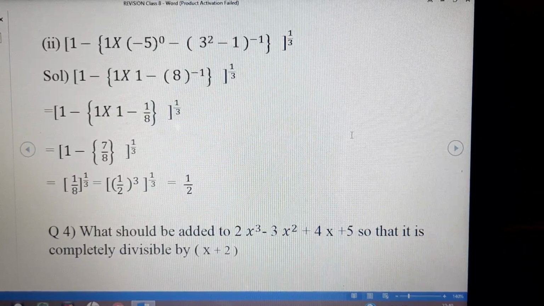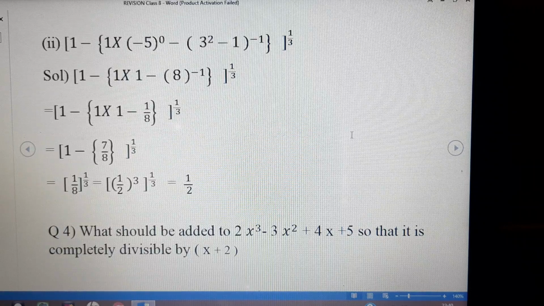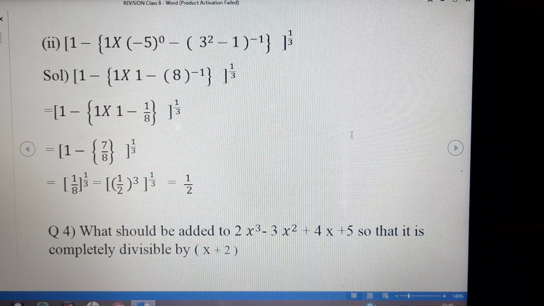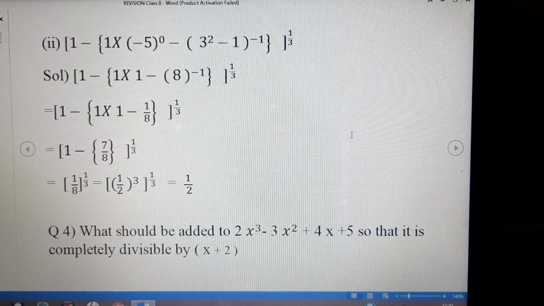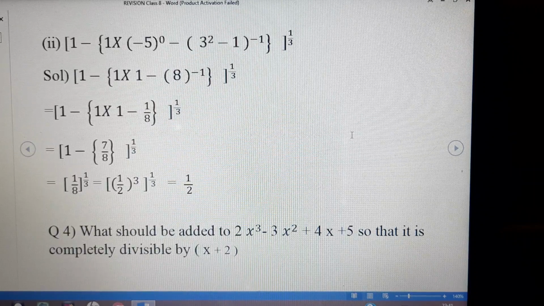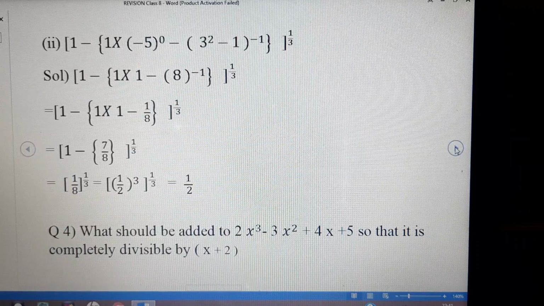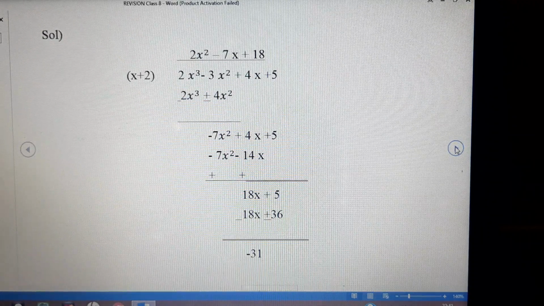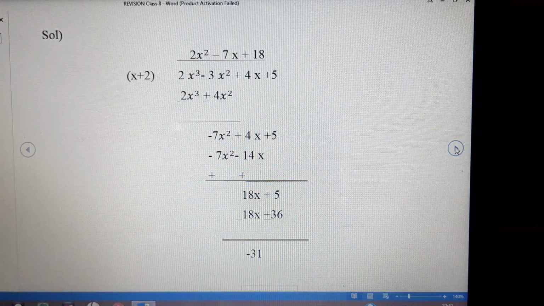Now, we are moving to question number 4. It is, what should be added to 2x cube minus 3x square plus 4x plus 5 so that it is completely divisible by x plus 2. So this is the long division method. Okay. So what is the divisor? Divisor is x plus 2 and dividend is 2x cube minus 3x square plus 4x plus 5.